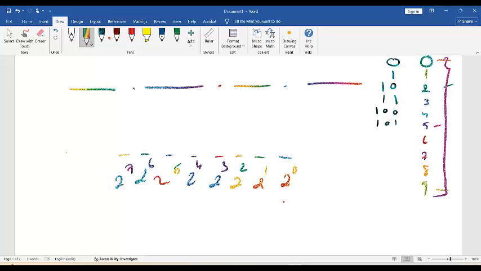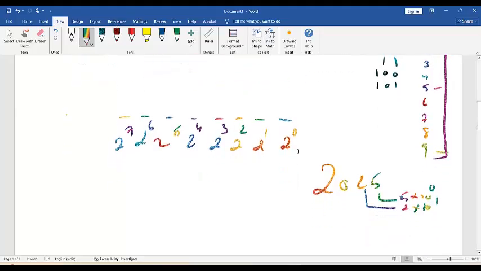Whereas for decimal you don't put 2 to the power, for example 2025. Do you put 2 to the power of 0, 2 to the power of 1 in the 6th standard? Did they teach you like this? No. How did they teach you in 6th standard? They taught you like this: 5 into 10 to the power of 0, 2 into 10 to the power of 1. This is how they taught you.